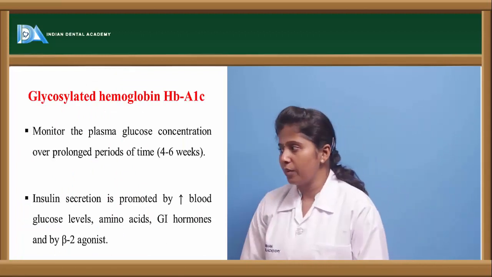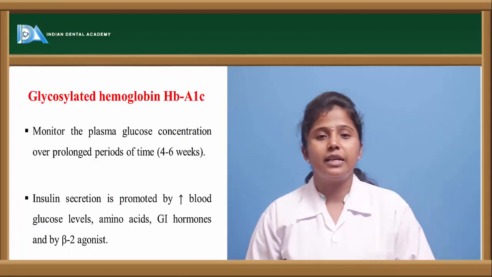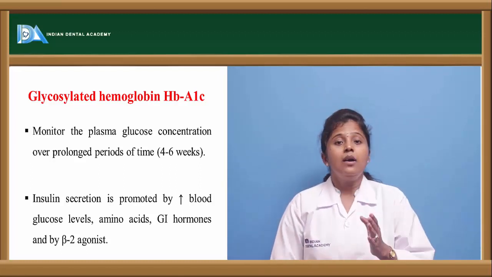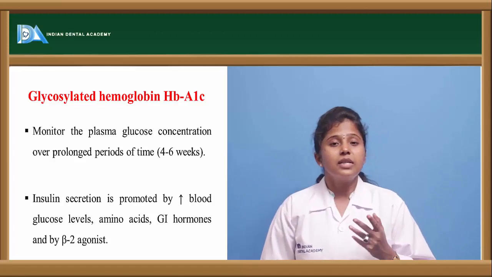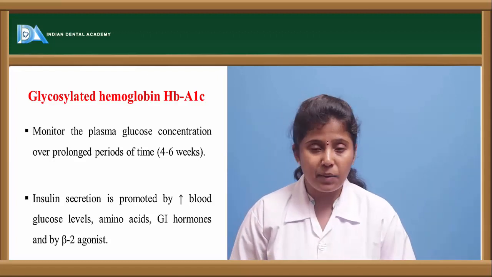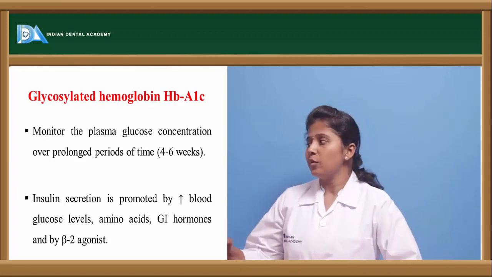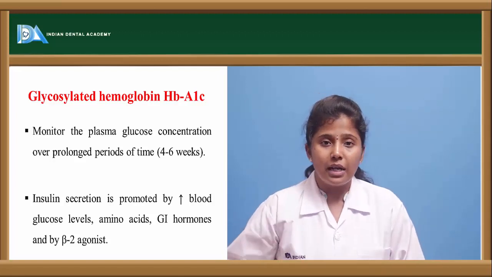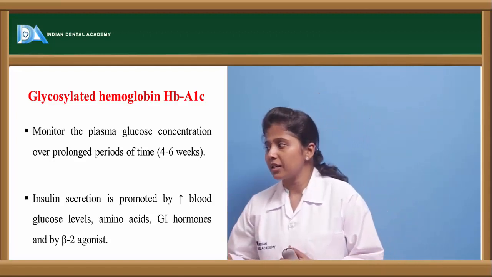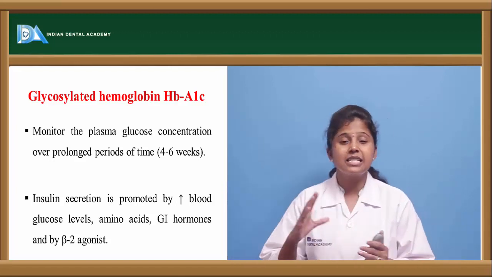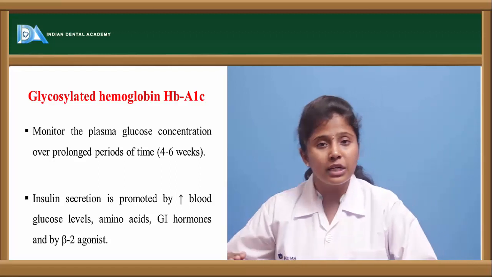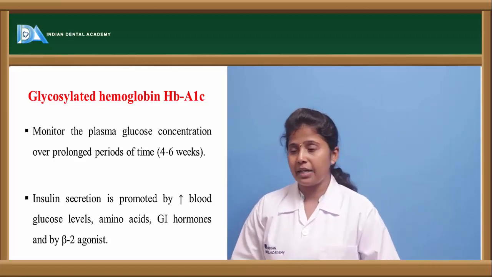Glycosylated hemoglobin. So what is this glycosylated hemoglobin? Glycosylated hemoglobin is a type of hemoglobin which is used to observe the elevated glucose levels in the plasma. This glycosylated hemoglobin test is used to monitor the plasma glucose levels. These tests are mostly conducted every 4 to 6 hours in order to monitor the glucose levels in diabetic condition.